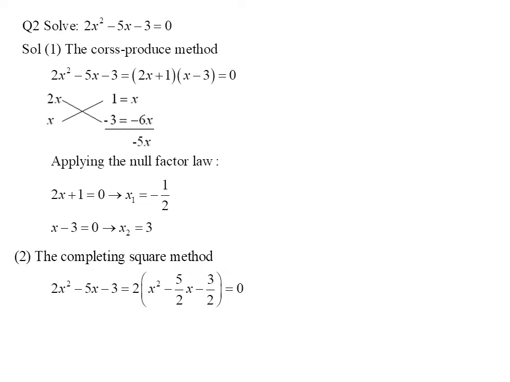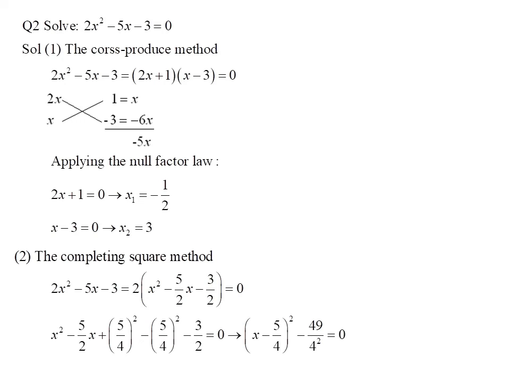As for the completing square approach, after taking out the quadratic coefficient 2, we then add a constant term of 5/4, squared, to make x squared minus 5x/2 a completing square. After combining the constant terms of negative 5/4 squared minus 3/2, we have 49/4, which equals 7/4 in parentheses squared.